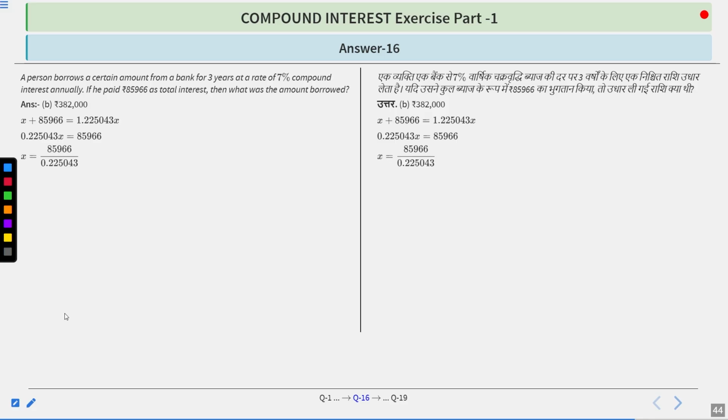So the value of x is going to be equal to 85,966 upon 0.225043. That is equal to 3,81,998.107. That can also be approximately equal to 3,82,000. So option B is the correct answer.